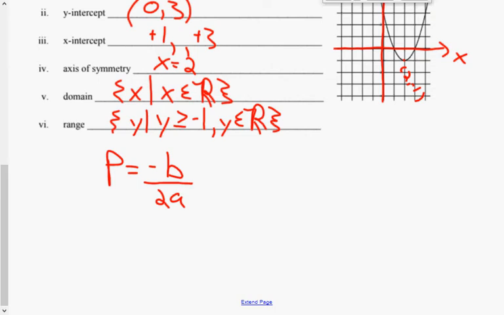Okay. And then once you have your p-value, you can plug that into your equation in standard form, and that'll give you the y value. So you can solve for p and q. Okay. So then, in theory, what you can do is you can factor for your x-intercepts. You can get your y-intercept because it's given to you, and then you can find your vertex. Okay. Any questions about that? All right.